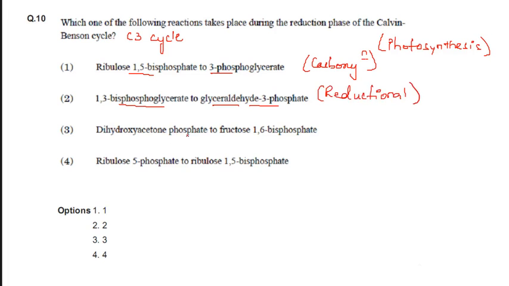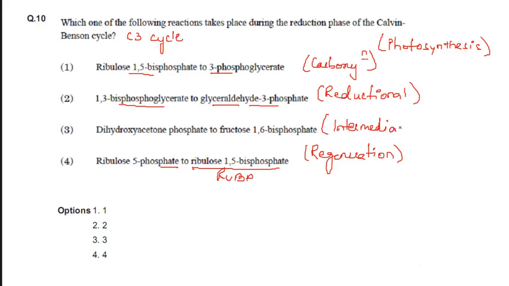Now dihydroxyacetone phosphate to fructose 1,6 bisphosphate. These are the intermediary steps. Okay, for the regeneration, ribulose 5-phosphate to ribulose 1,5 bisphosphate, which is RuBP. This is a regeneration step. Okay, and they are intermediary steps. When you study the detail about the Calvin cycle, you will find these steps. Okay, so 2 is the correct answer. Let's proceed to the next question.